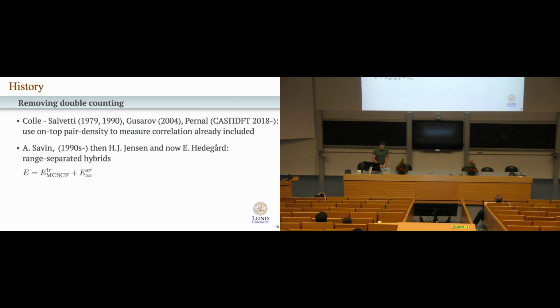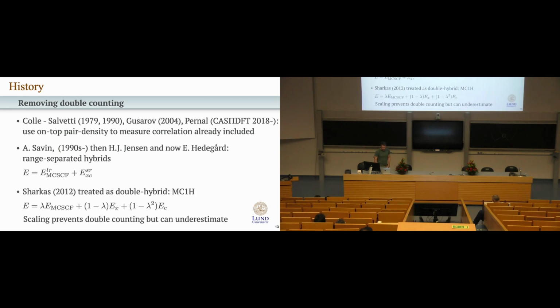A second idea, which was started by Savin in the 90s and is now worked on quite a lot by Erik Hedegård and Delcey, is the range-separated hybrid. So using MC-SCF and DFT, but MC-SCF describes only the electrons when they are far apart, and DFT the electrons when they are close together. That's very intuitive because electrons close together, that's dynamic correlation. That's what DFT is very good at. But when you're doing bond breaking, this is more of a long-range thing. So it's reasonable.